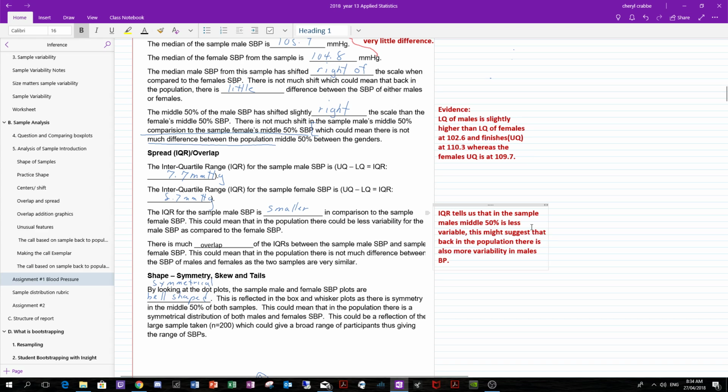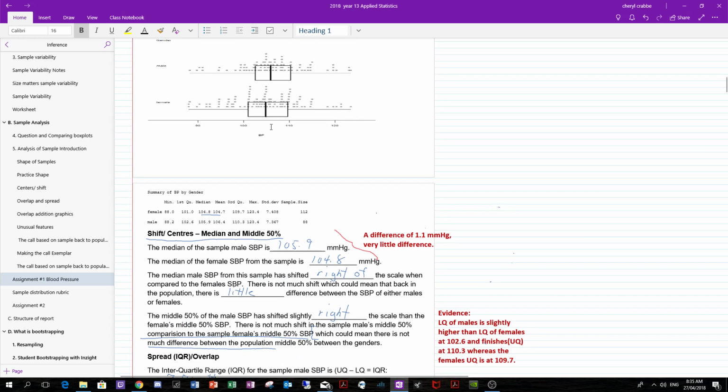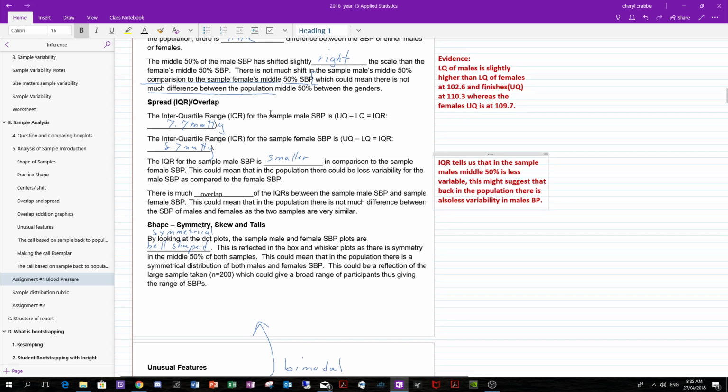That this might suggest that back in the population there's also less variability in males' blood pressure, systolic blood pressure. So that's what it means. Now we talk about the overlap, and we can see that there is a ton of overlap between these. The males' middle 50% is almost entirely inside the females' middle 50%. So we say that there is much overlap of the interquartile ranges between sample males and the female sample.